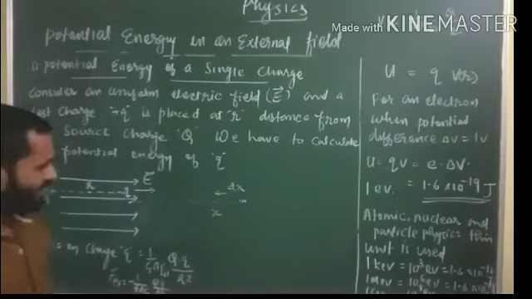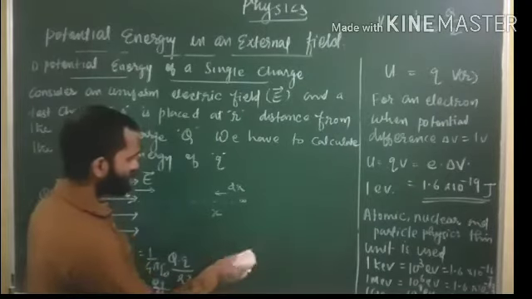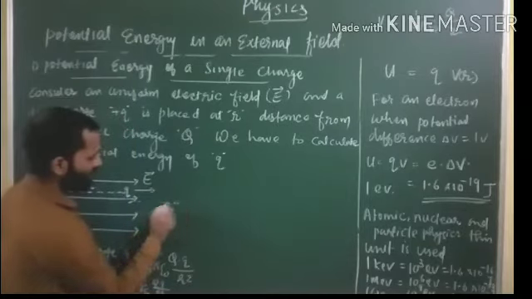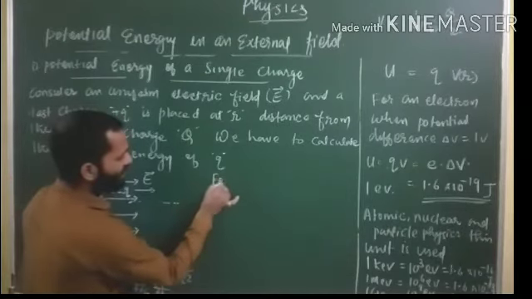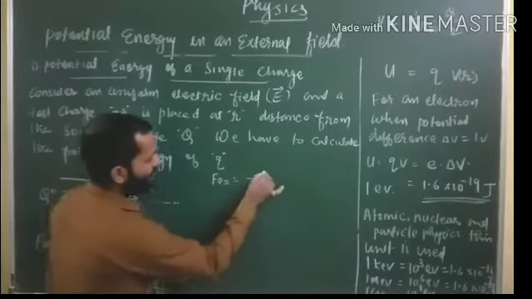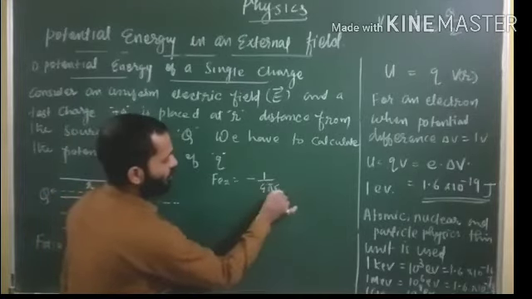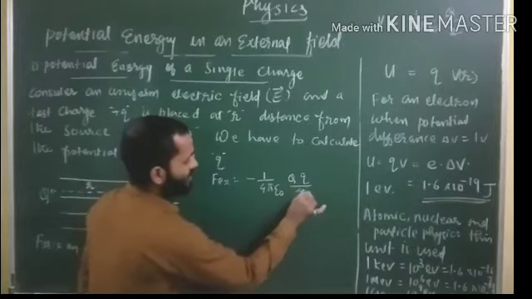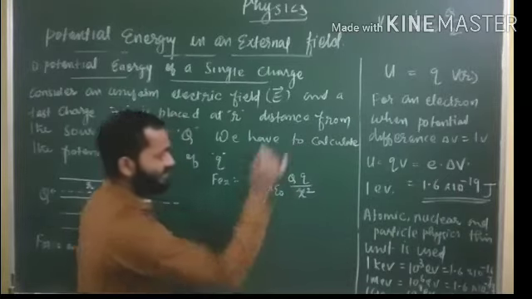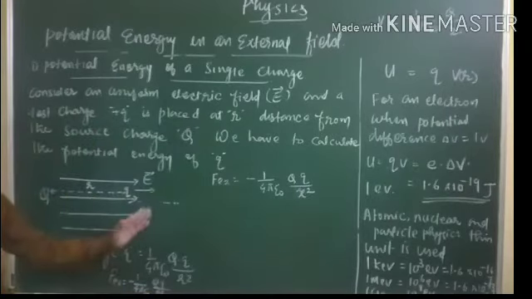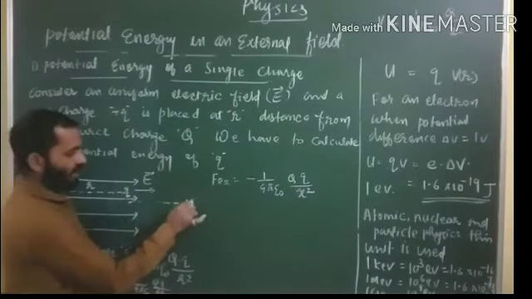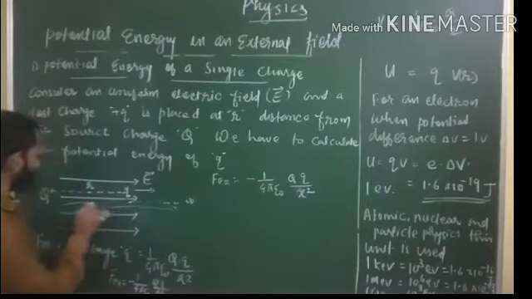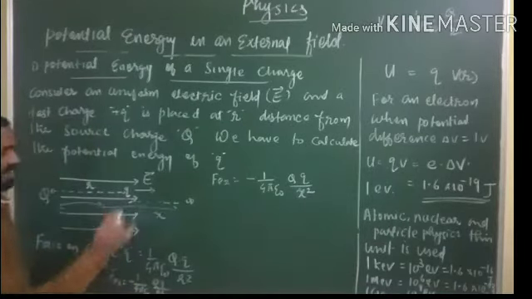So our F external we can take as, now see, F external will be equal to minus 1 by 4 pi epsilon naught q into q divided by, if that charge is at x distance, we can take this as x square. So see, the charge is at infinity and this distance from the source we are considering as x.